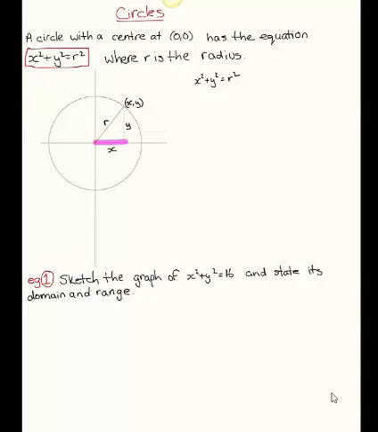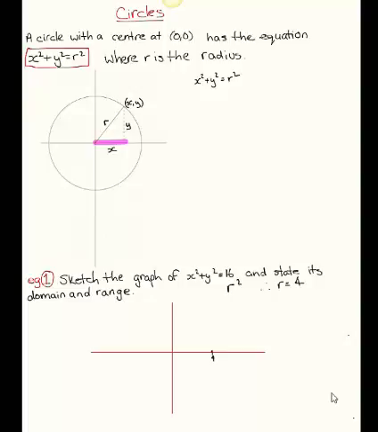So looking at this example, we're asked to sketch the graph of x² + y² = 16 and state its domain and its range. So x² + y² = 16, so 16 is your r². Therefore r is equal to 4. Now we don't have to consider negative because we're talking about the radius of the circle and it can't be a negative value.